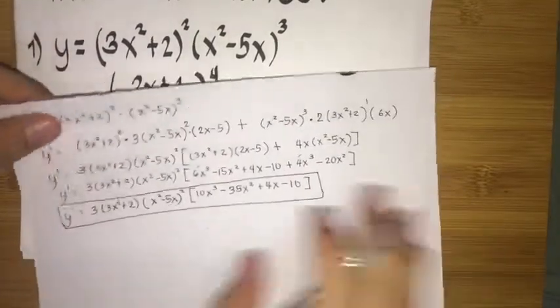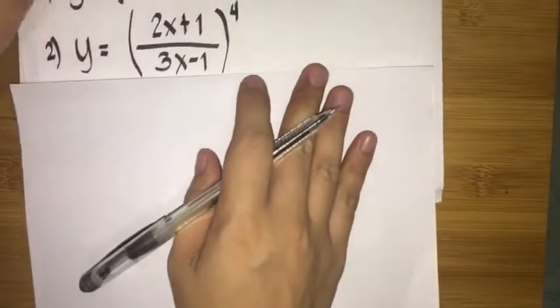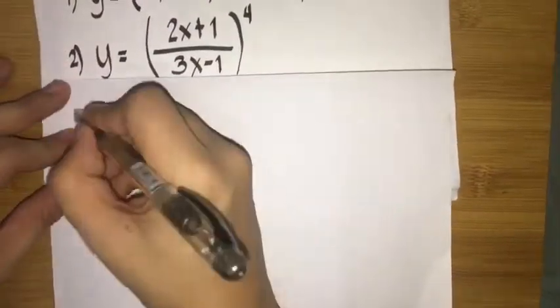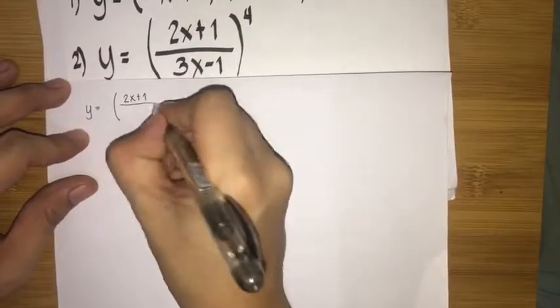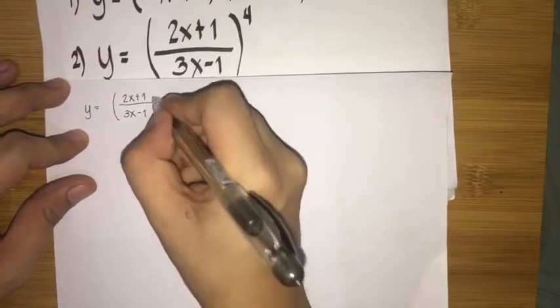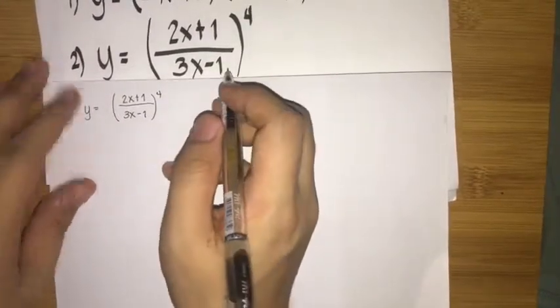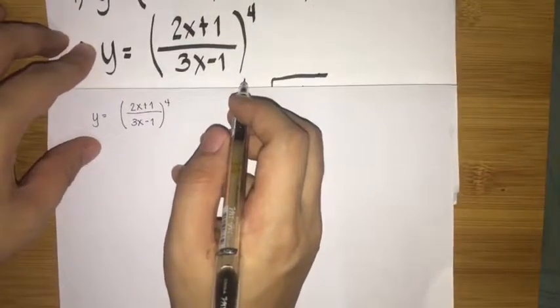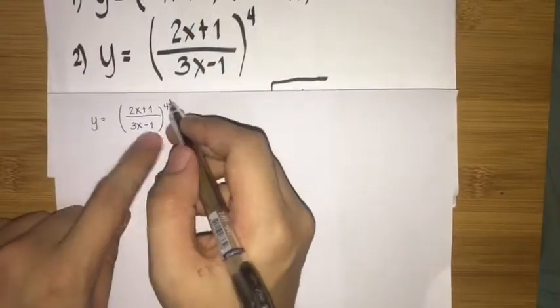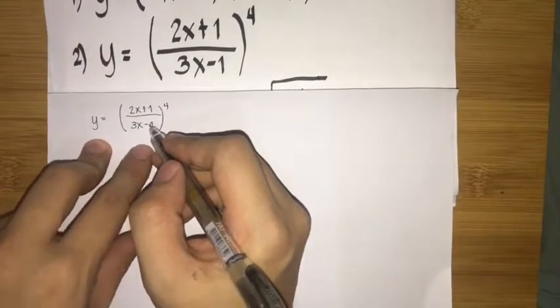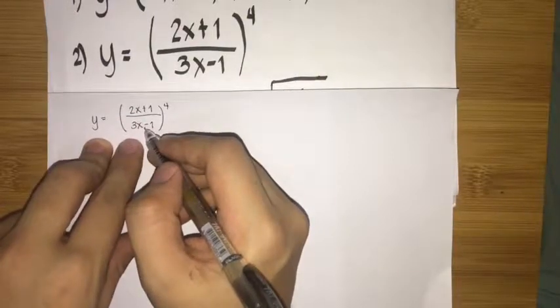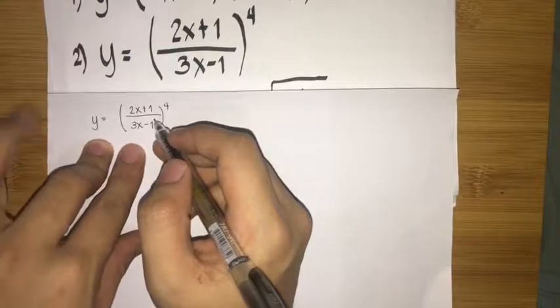So let's proceed to the second example, which is this function. So y is equal to 2x plus 1 over 3x minus 1 raised to the 4. So obviously, it is a composite function since we have a quantity raised to a power, which is 4, and then we have the inside function, which is a quotient of two different functions. So we will have both chain rule and quotient rule.